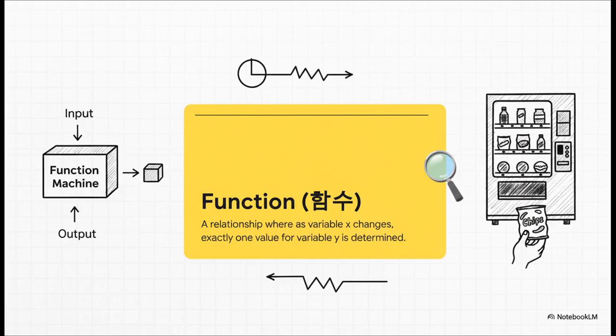It's totally predictable. The vending machine example is perfect. You press button B4 for the chips, right? You get chips every single time. You'd be pretty surprised if a soda came out instead. That's a function. One input gives you one and only one specific output.